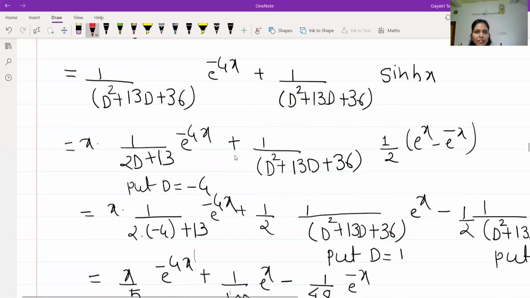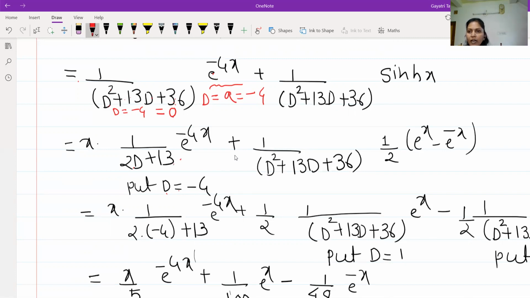So now say that in the first term, e raised to minus 4x, the function is exponential. So what does our method say? We have to put D is equals to a. What is the value of a? -4. But if we put D equals to -4, the value of this term comes to be 0, means the denominator comes to be 0. So in that case, what will we do? Multiply by x, take the derivative of the denominator. What is the derivative of the d square? Twice d. What is the derivative of the 13d with respect to d? 13. And the derivative of the 36 will be 0. Then put D is equals to minus 4.